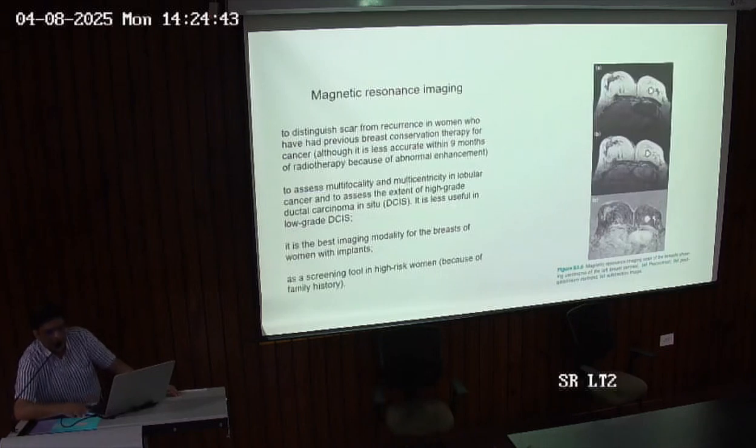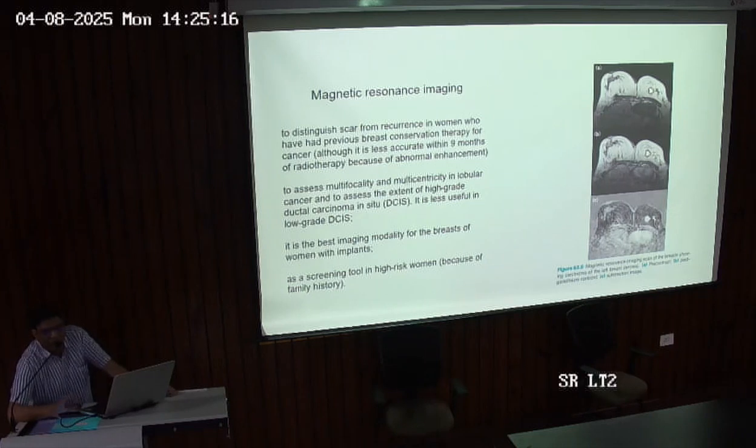Now MRI. It is not a routine investigation of the breast, but in some cases it is required. Firstly, suppose there is a post-operative patient who comes to you after 6 months, then USG cannot differentiate whether it is a scar or a malignancy. So that's where MRI is required, to distinguish a scar from recurrence in women who had previous breast conservation therapy, and to assess multifocal and multicentricity.